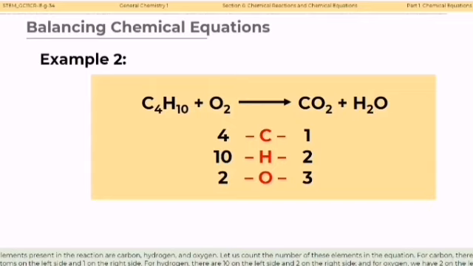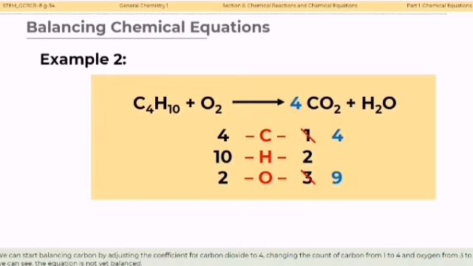Elements present in the reaction are carbon, hydrogen, and oxygen. Let us count the number of these elements in the equation. For carbon, there are 4 atoms on the left side and 1 on the right side. For hydrogen, there are 10 on the left side and 2 on the right side. And for oxygen, we have 2 on the left side and 3 on the right side. As shown, the equation is not yet balanced.